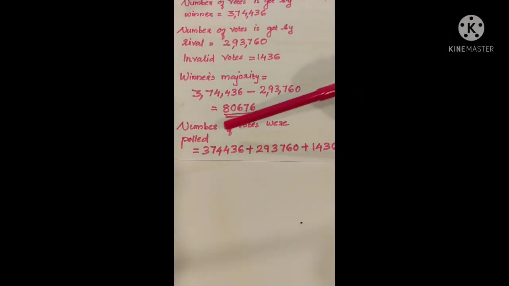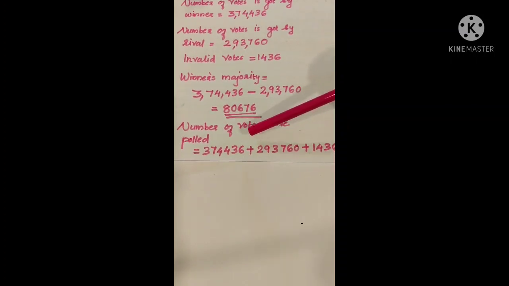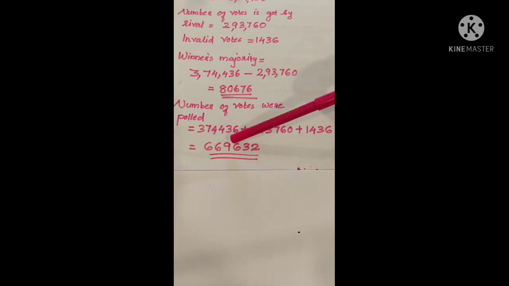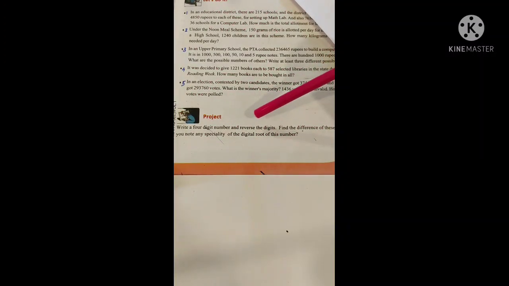Number of votes polled is equal to the sum of the number of votes got by the winner, the number of votes got by the rival, and the invalid votes. By adding these three numbers, we get the sum as 6,69,632. That means 6,69,632 votes were polled.